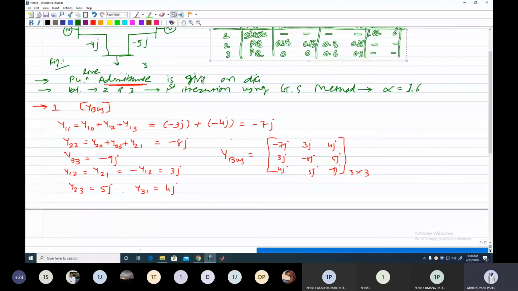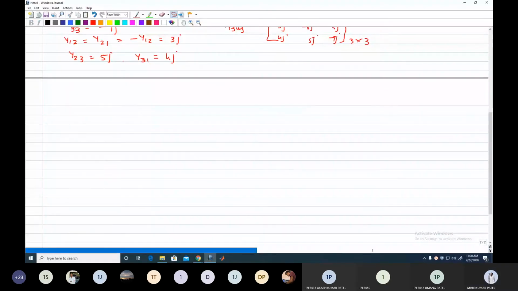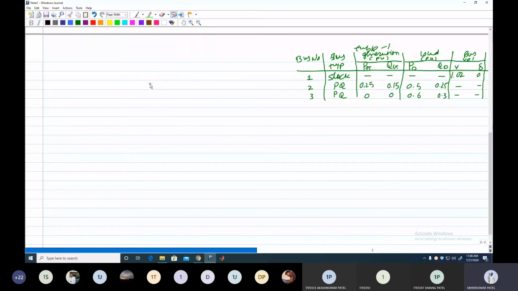We have to calculate the net active and reactive power, step number 1.1. Net active and reactive power at each bus. So starting from bus number 2, as bus number 1 is the slack bus and there is no active and reactive power specified on that bus.